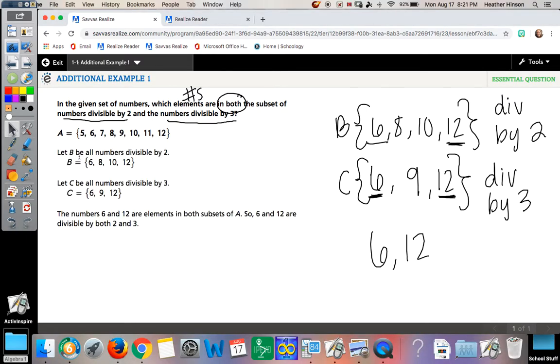And then we'll check our solution. Like I said, just like I did, they have their top list. They made a list divisible by 2, a list divisible by 3, and then 6 and 12 were the only numbers that they had in common.